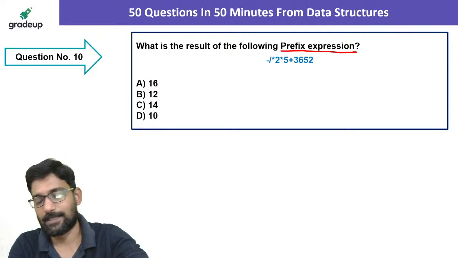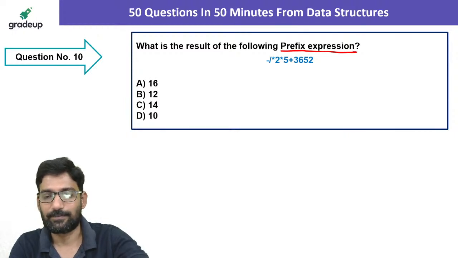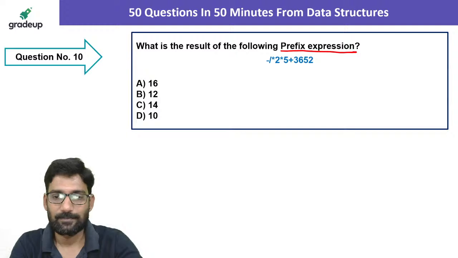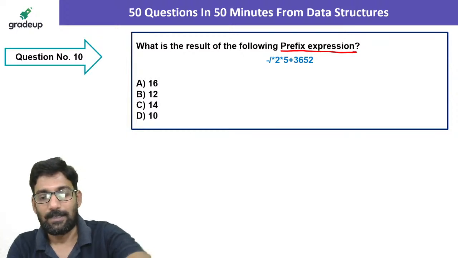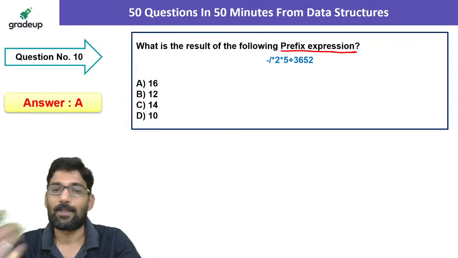Ankita Sen, yes, I'll do. Niketa says option C. Sri Priya, option C. Okay. Let us see. It's option A.